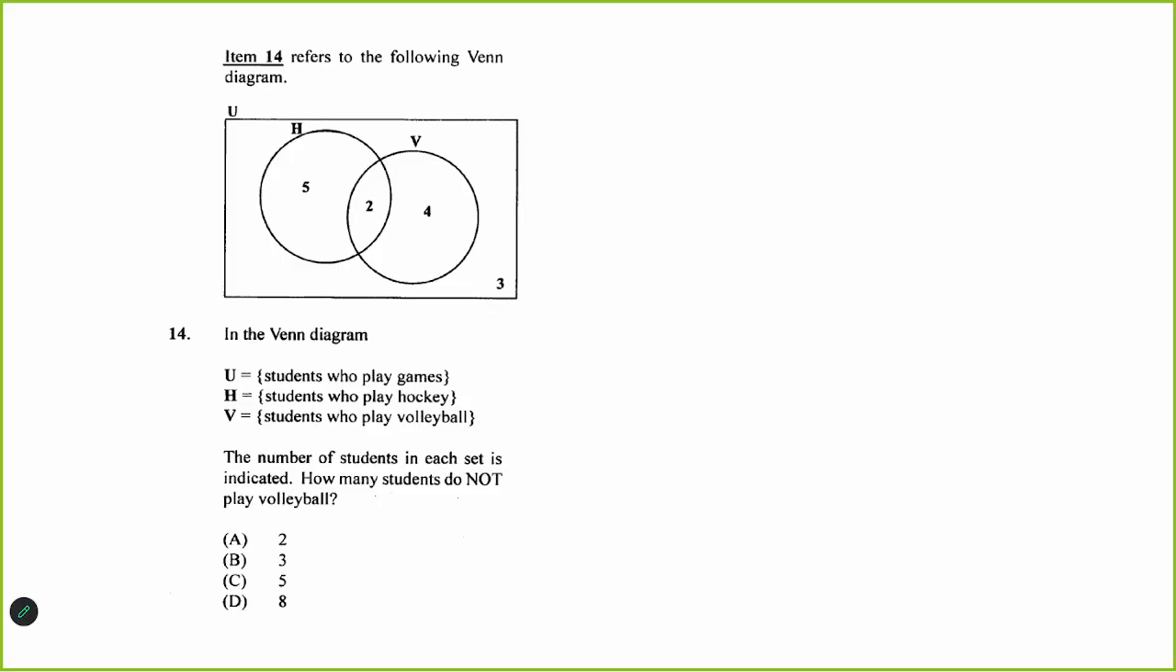Last question here, how many students in each set is indicated? How many students do not play volleyball? That's 5 and 3. It would be 5 plus 3, which is 8. So the answer is D. And that is the end of the sets paper, May, June 2025 to January 2017.